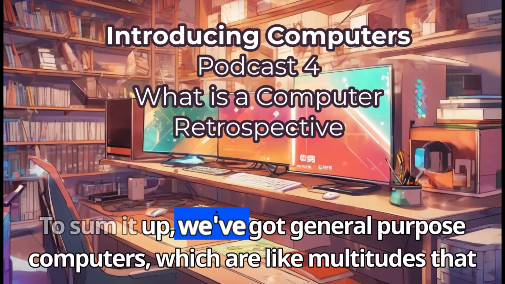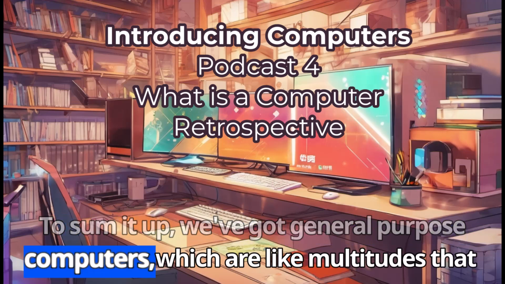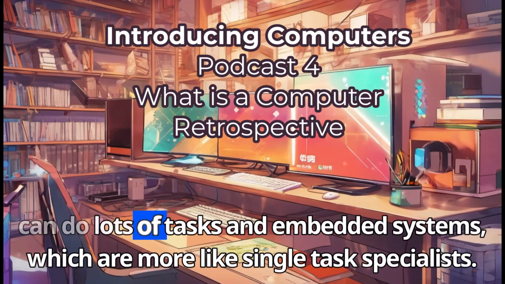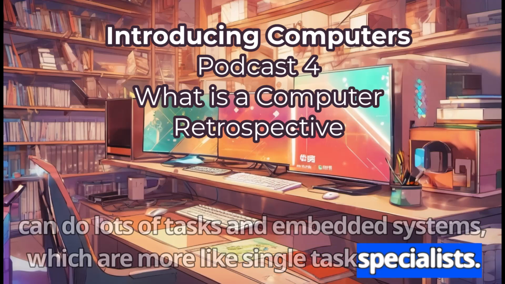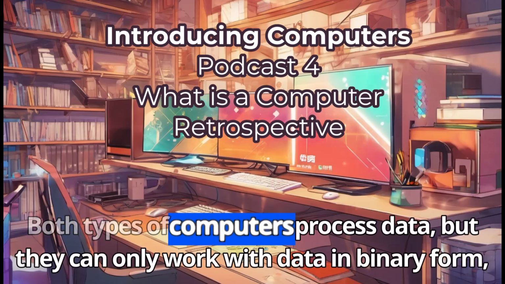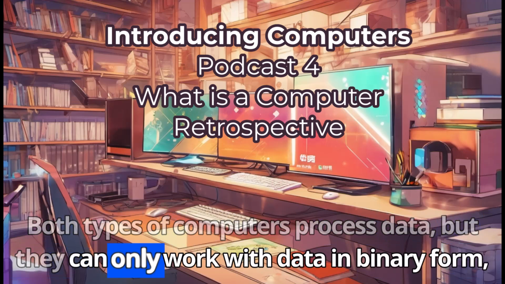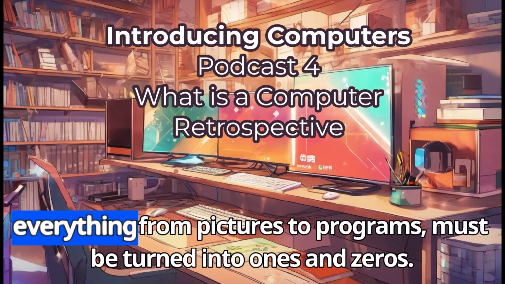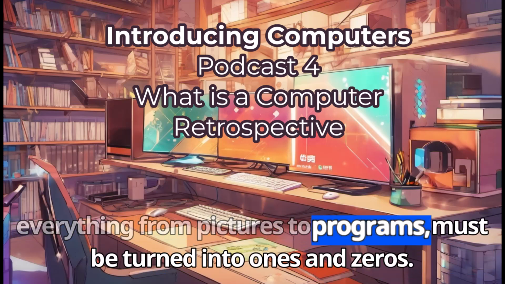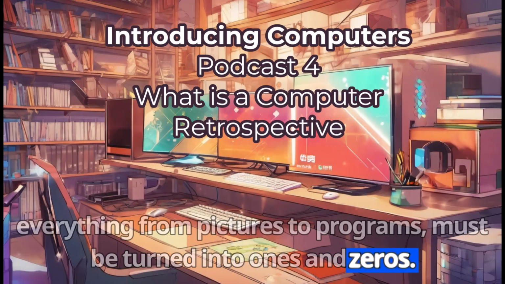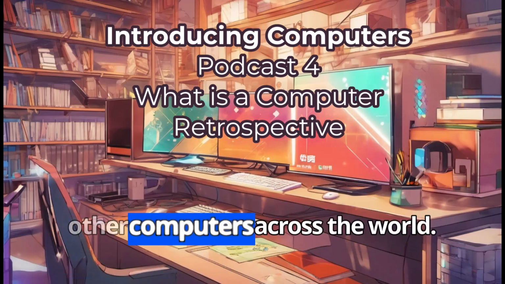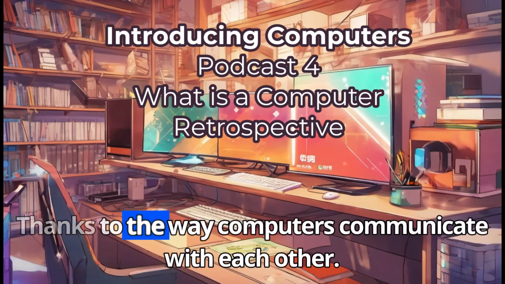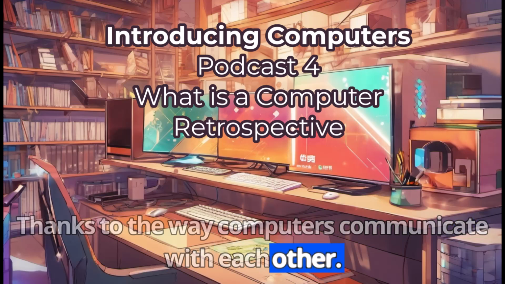To sum it up, we've got general-purpose computers, which are like multi-tools that can do lots of tasks, and embedded systems, which are more like single-task specialists. Both types of computers process data, but they can only work with data in binary form. Everything, from pictures to programs, must be turned into ones and zeros. Plus, when you save files to the cloud, they're really being stored as binary data on other computers across the world, thanks to the way computers communicate with each other.